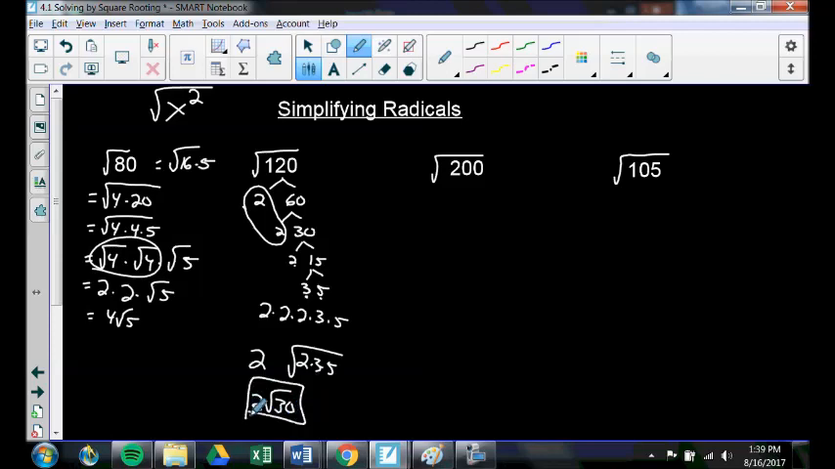It doesn't matter if you do 2 and 60 or if you do 12 and 10 out of 120, because then 12 is just 2 and 6, and 10 is 2 and 5, and 6 is 2 and 3. You still have 2, 2, 2, 3, 5. It doesn't make any difference how you go about it.